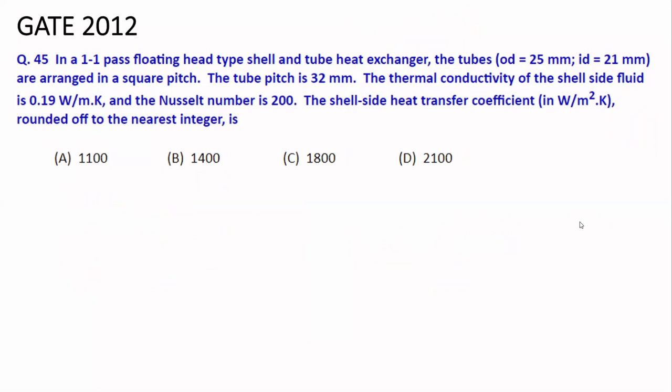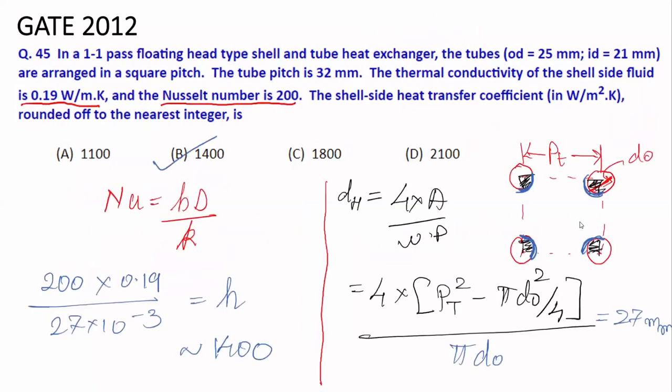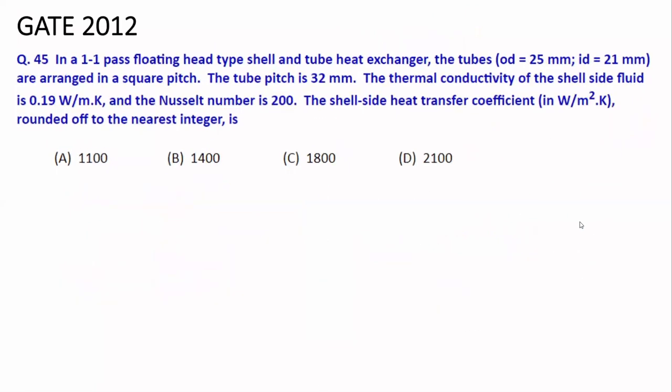Another question from GATE 2012. In a 1-1 pass floating head type shell and tube exchanger, okay, I'm sorry, this question is repeated, I guess we have already taken this question over here. Yeah, so I've kind of repeated. Okay, so with this we conclude today's set of problems.